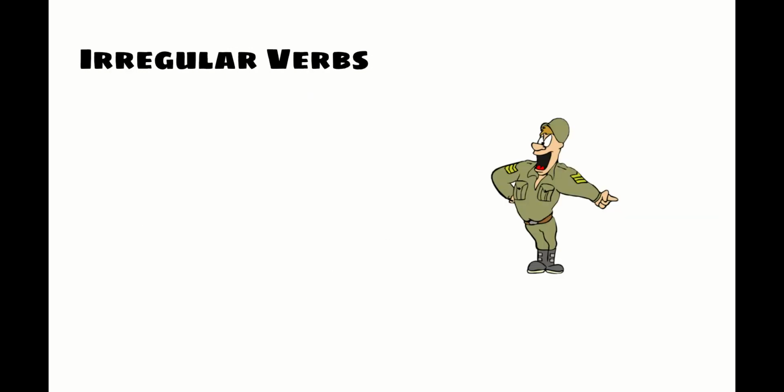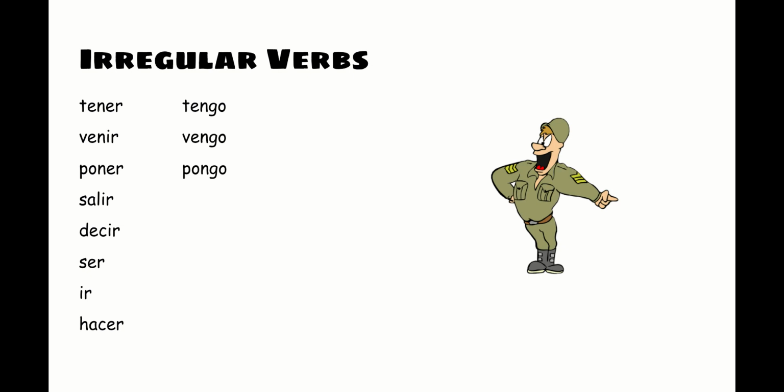So, irregular verbs. There are 8 irregular verbs when you are telling people what to do with commands. And those verbs you will recognize as other irregular verbs. They are tener, venir, poner, salir, decir, ser, ir, and hacer. For the first 5, there's a pretty easy pattern you can follow. These are all yo-go verbs, so when you conjugate them, they have go at the end. Tengo, vengo, pongo, salgo, digo. These are all go verbs.